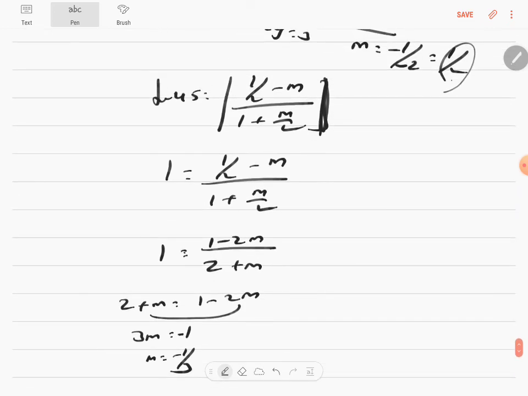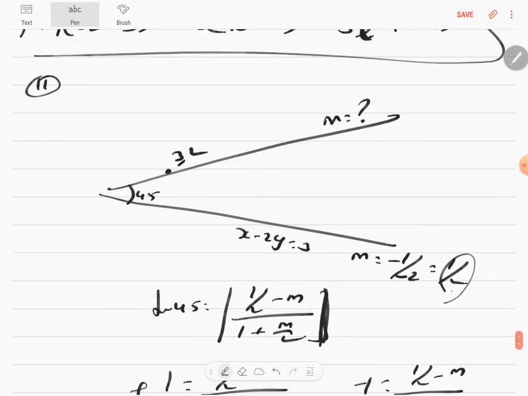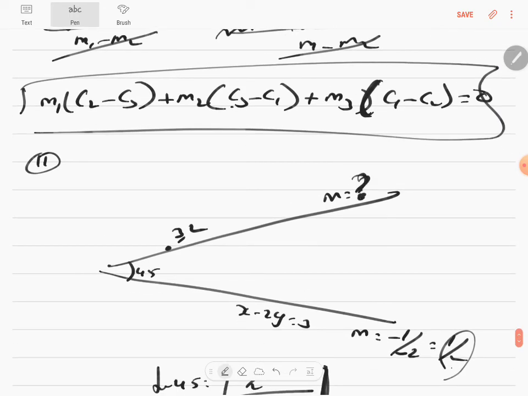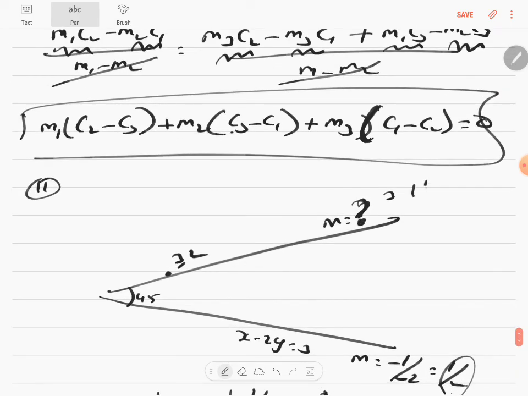Similarly, you can also write it as plus 1 and also minus 1. Half minus m by 1 plus m by 2. Taking LCM, 1 minus 2m by 2 plus m, is equal to minus 1. So minus 2 minus m is equal to 1 minus 2m. Bring it to that side, and m will be equal to 3. So you got two slopes, one is 3 and another is minus 1 by 3. Either of the slopes you get.